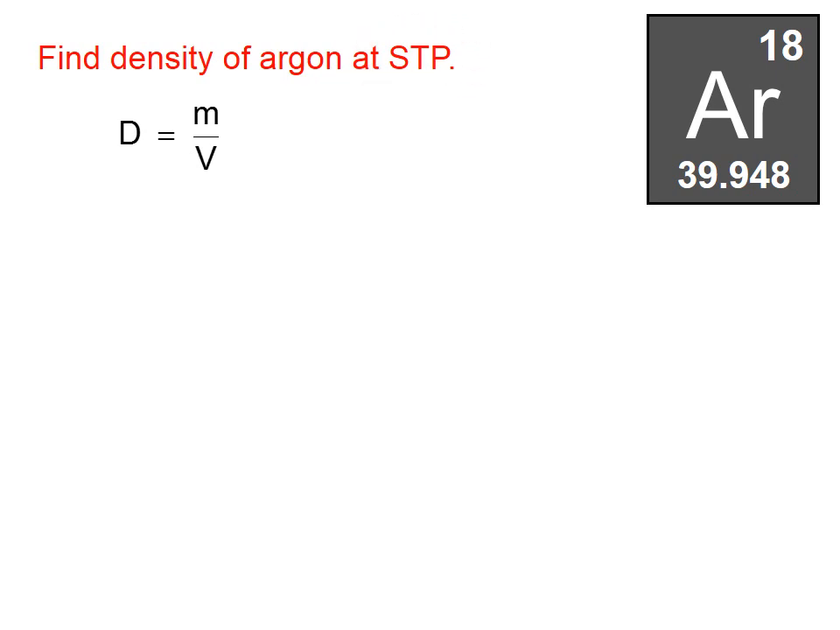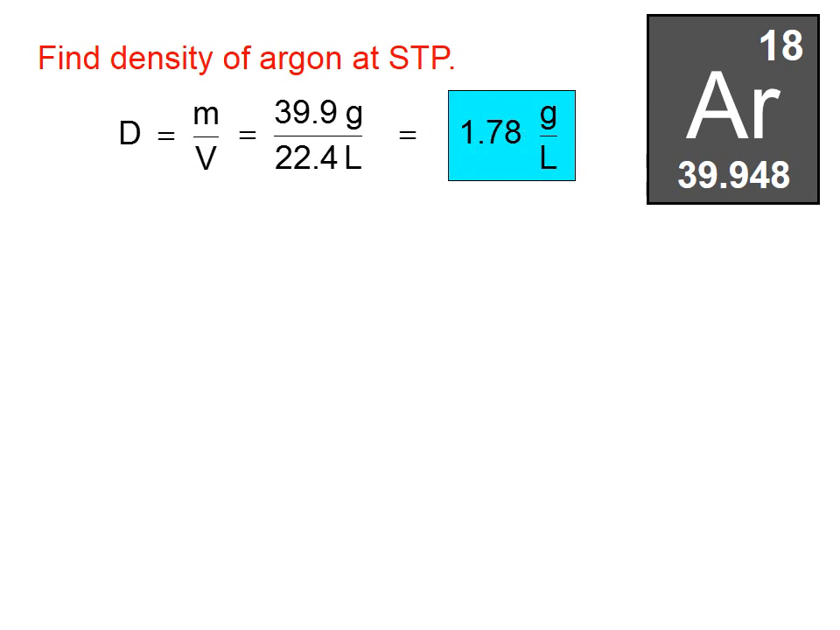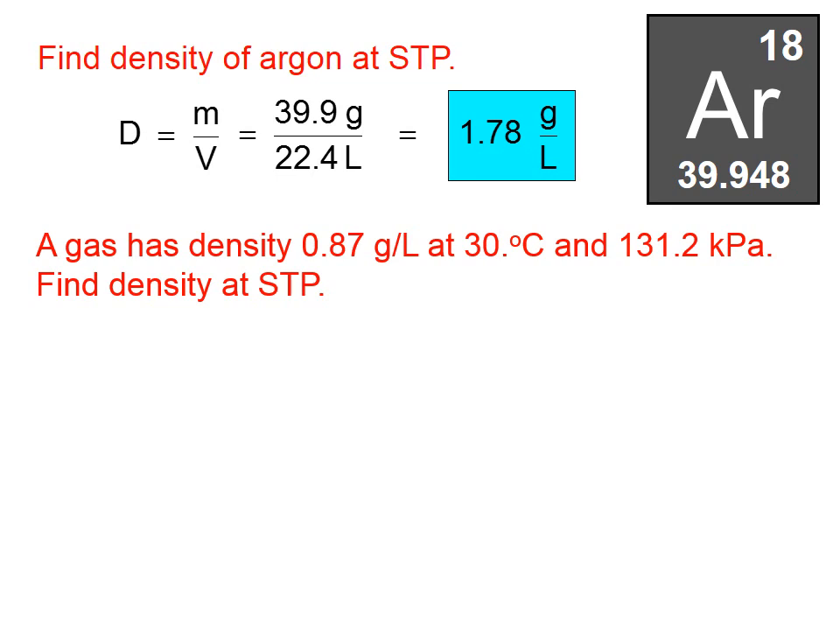We know the volume of 1 mole of argon at STP. And the answer is 22.4 liters. As long as we have a mass and a volume for the same quantity of argon at STP, this ratio will come out just like how we want it: 1.78 grams per liter. Let's do one more. A gas has a density of 0.87 grams per liter at 30 degrees Celsius and 131.2 kilopascals. Find the density at STP.